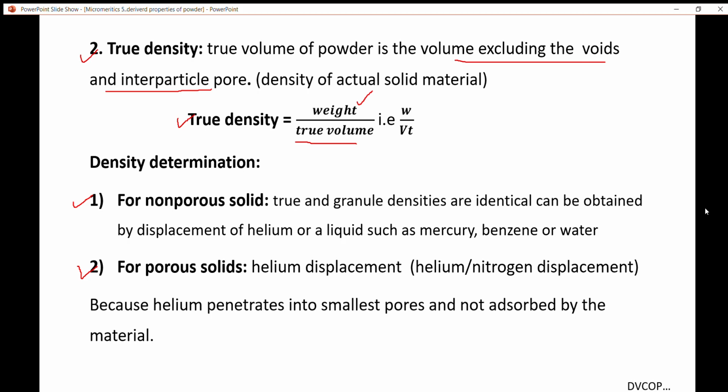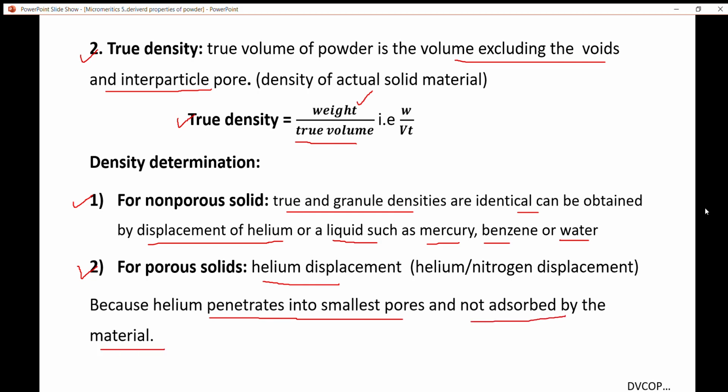For non-porous solids, true and granular density are identical and can be obtained by helium displacement or the liquid displacement method. In the liquid displacement method, we can use mercury, benzene or water. Second, for porous solids, the helium displacement method is used to determine the true density. Helium is selected because it penetrates into the smallest pores and is not absorbed by the material. Hence, helium is used for porous solids.